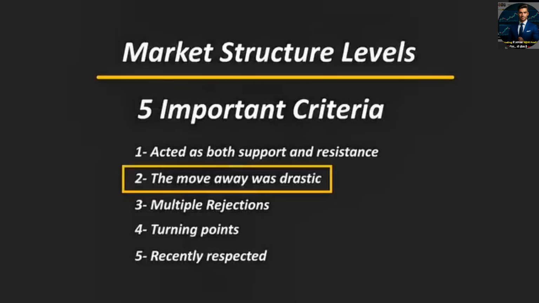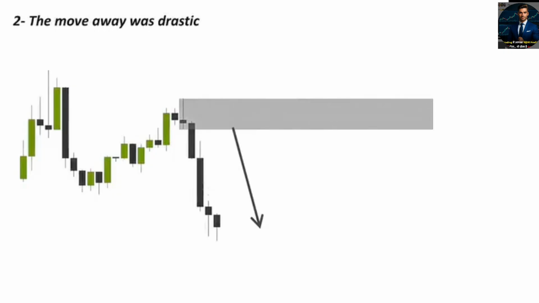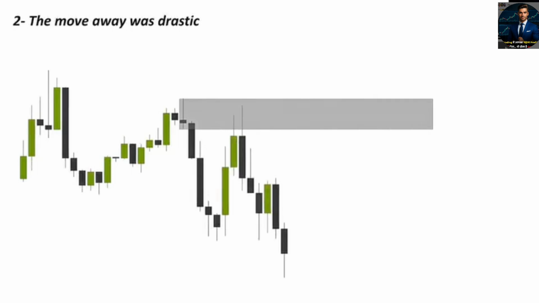Number 2. The move away was drastic. If the price moved away from an area very strongly before, it means the level is important, and the price may react strongly there again.